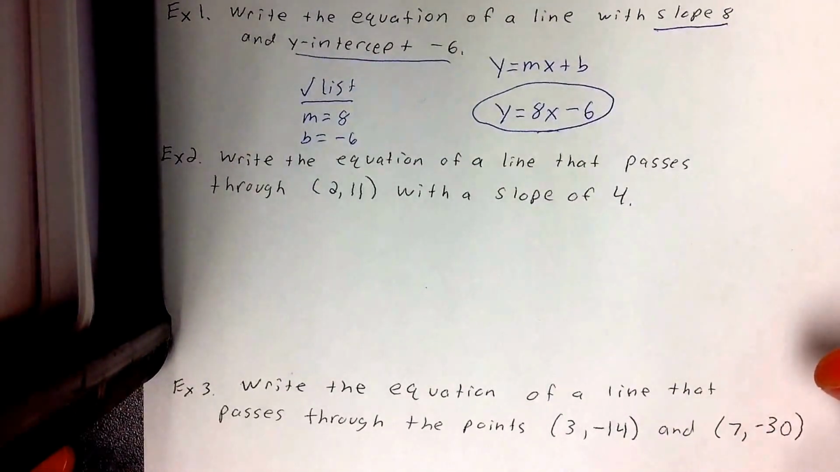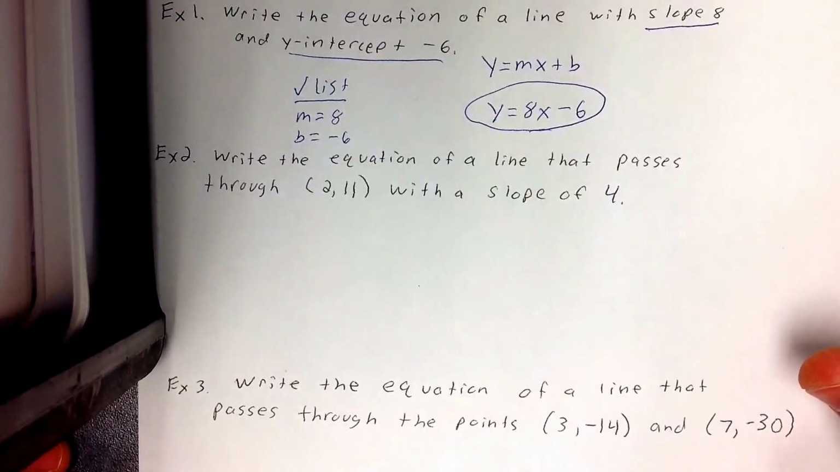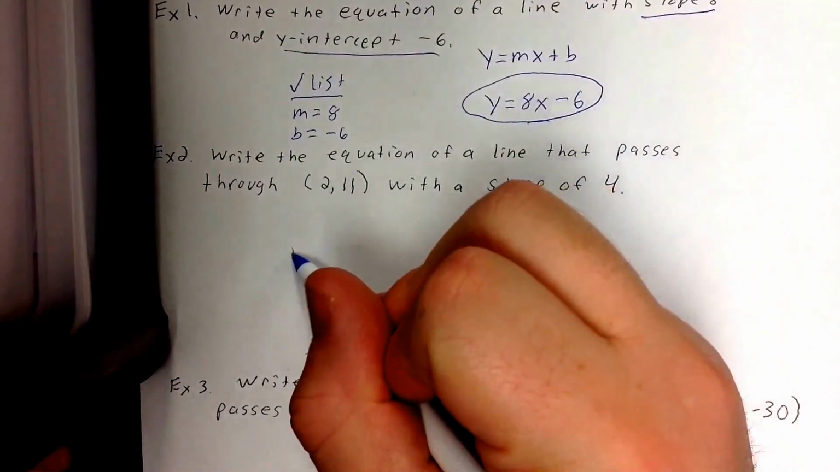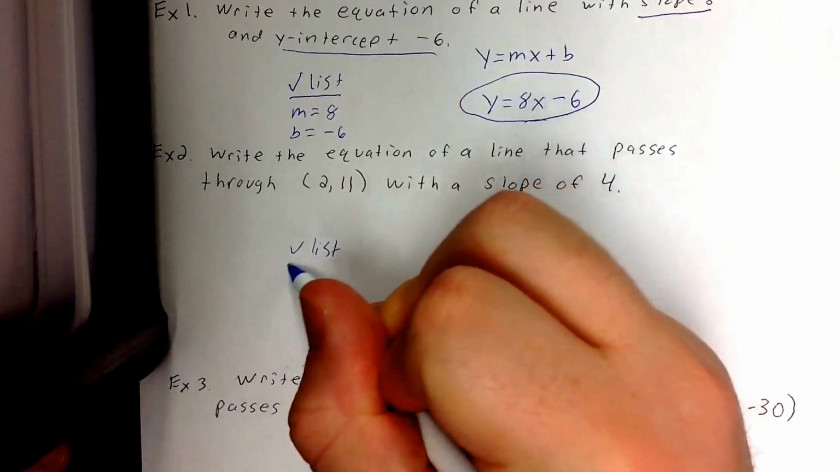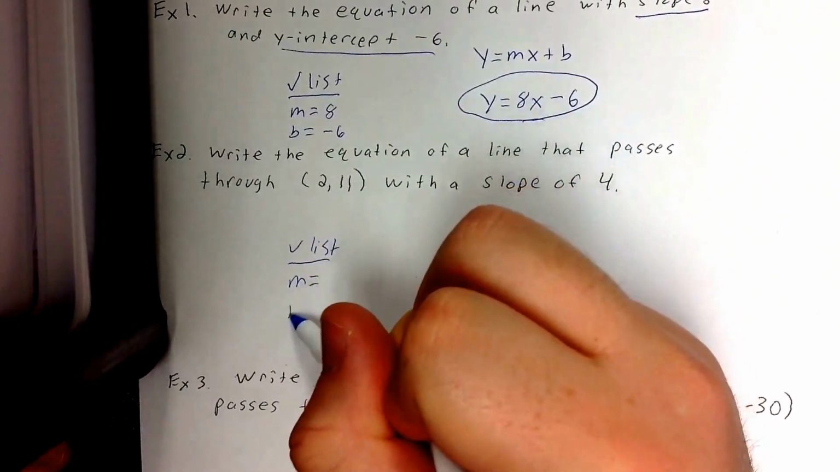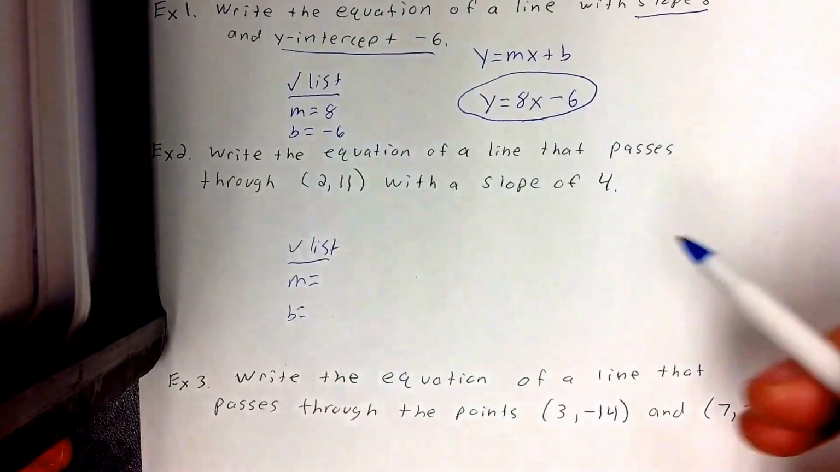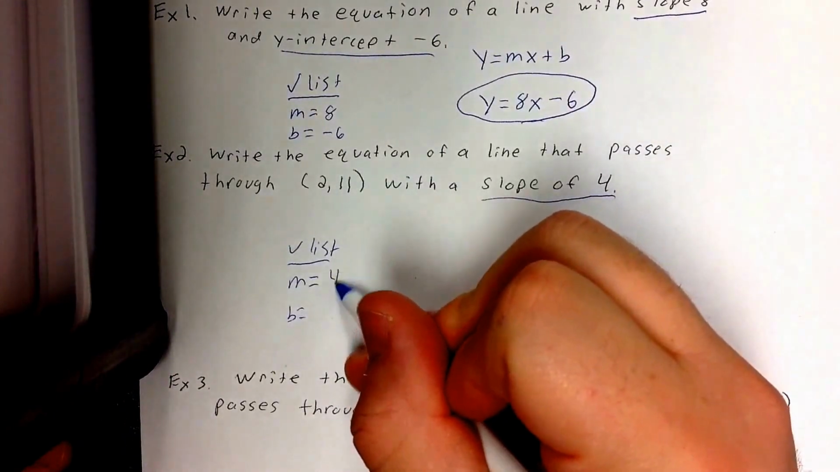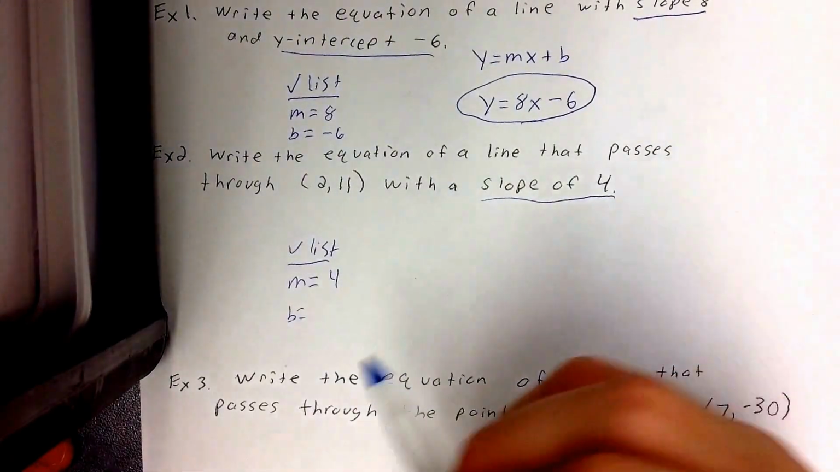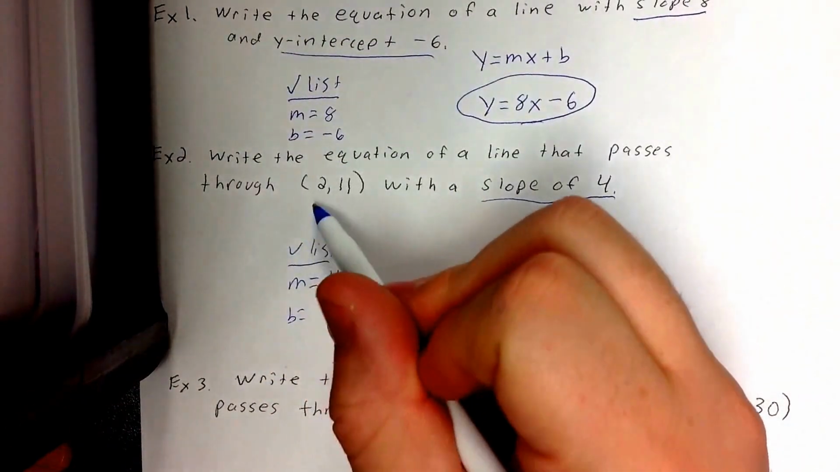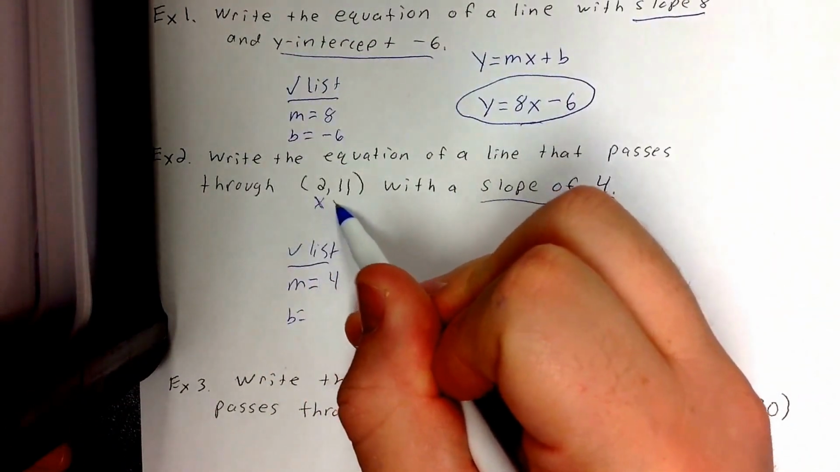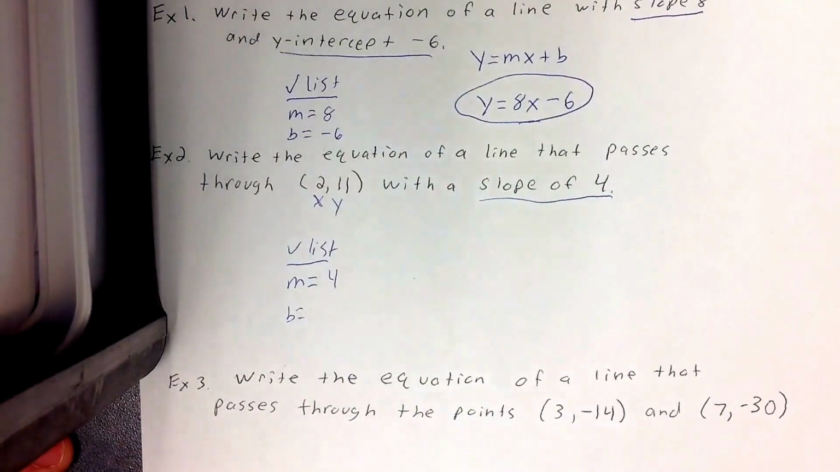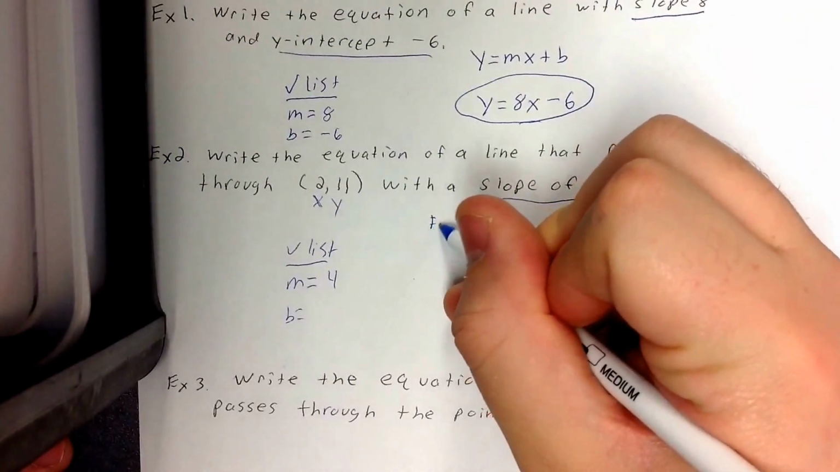Example 2: write the equation of a line that passes through (2, 11) with a slope of 4. Again, I still need my checklist, and I need to know what m is and b is. It says slope of 4, and again, slope is m. So m is 4. Now it doesn't tell me the y-intercept, it gives me the point (2, 11), which is an x and a y ordered pair. So I need to figure out what b is.